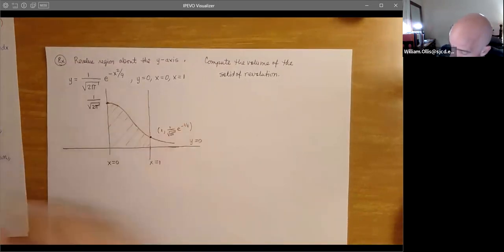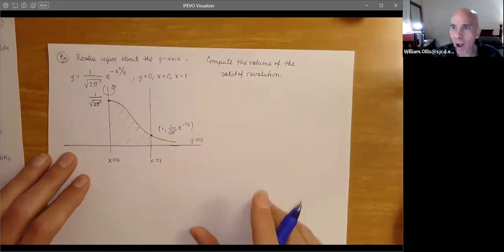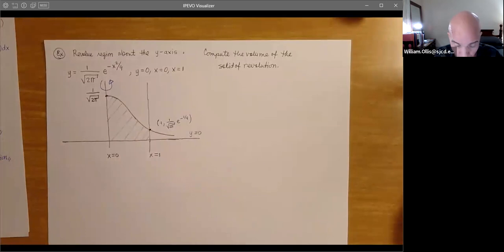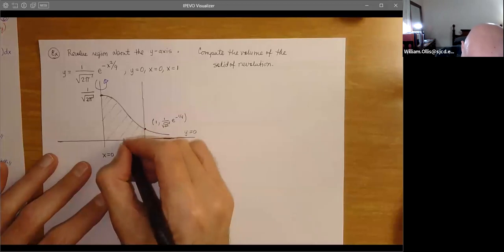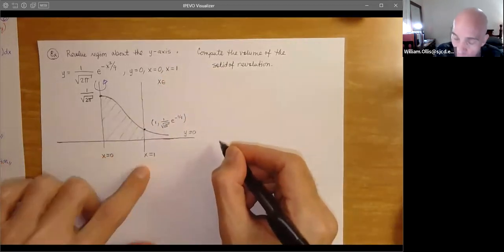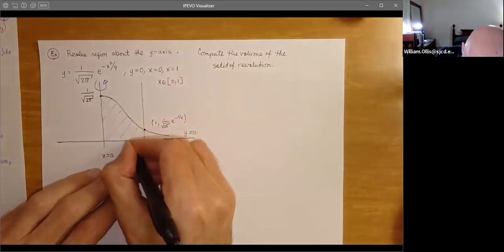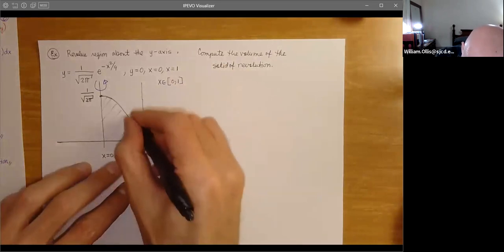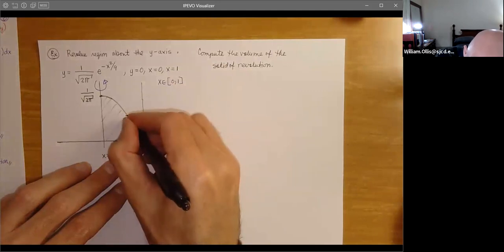Now, we want to revolve this region about the y-axis. And so now we're thinking, okay, even though the function looks a little bit untoward, this is set up for the shell method. So now we can say, all right, well, x will just live between 0 and 1. And so we can mark an x and draw in the representative strip or rectangle.